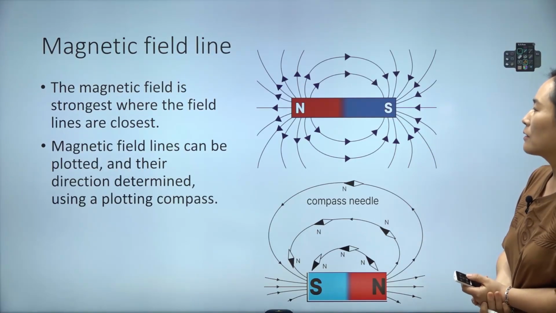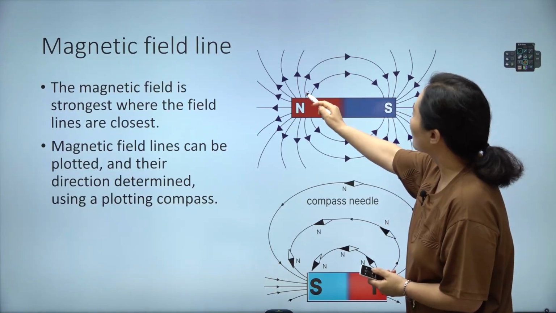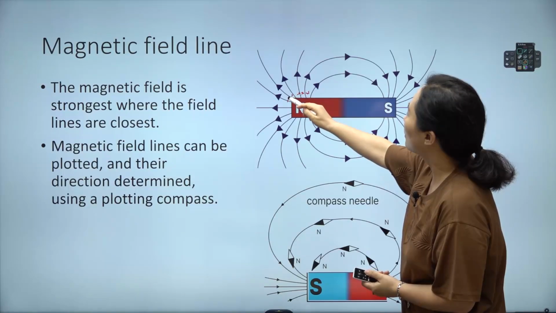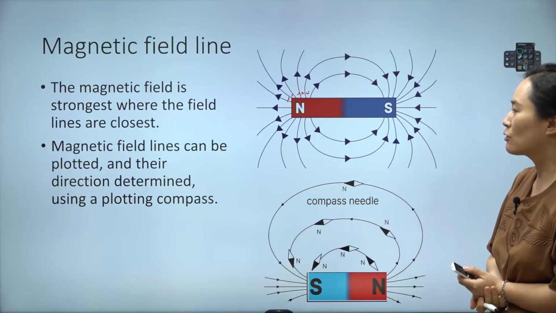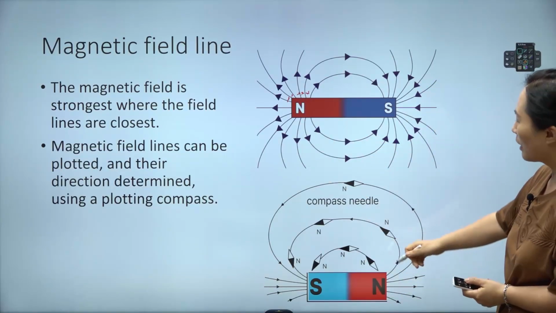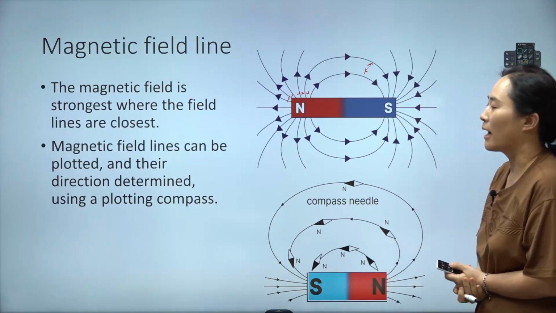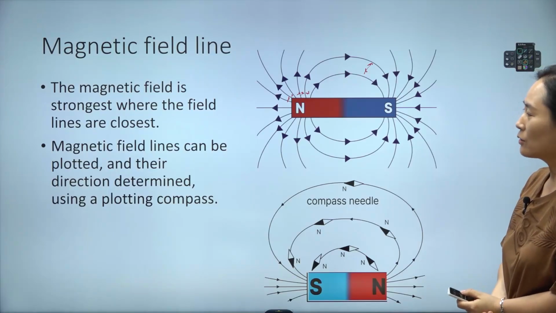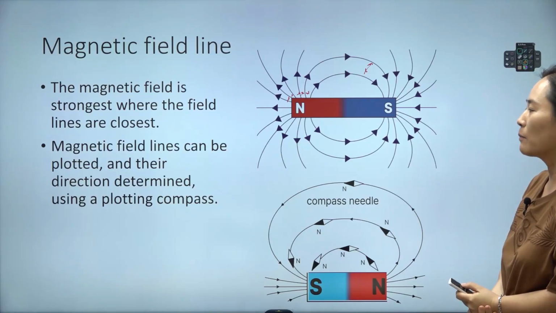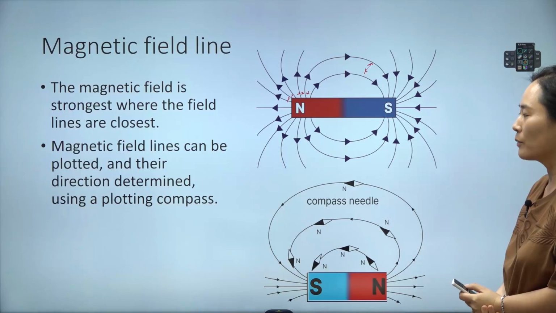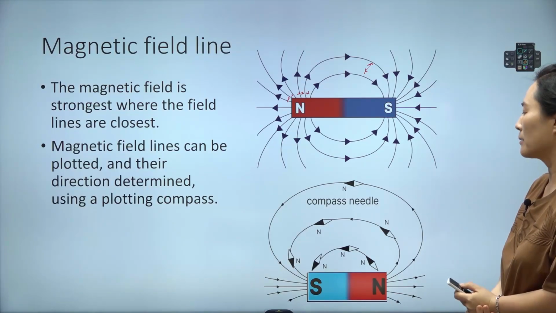So the magnetic field is strongest where the field lines are closest. That's what we're talking about. If they are close together, that means they have a very strong magnetic field, right? If they are further apart, that means the field is weaker. Magnetic field lines can be plotted and their direction determined using a plotting compass, right?